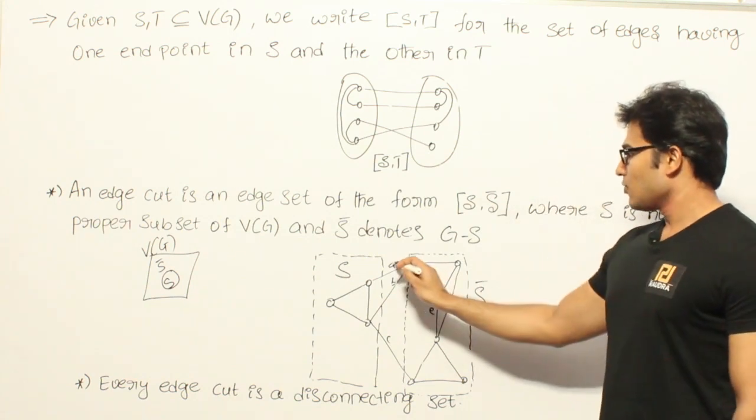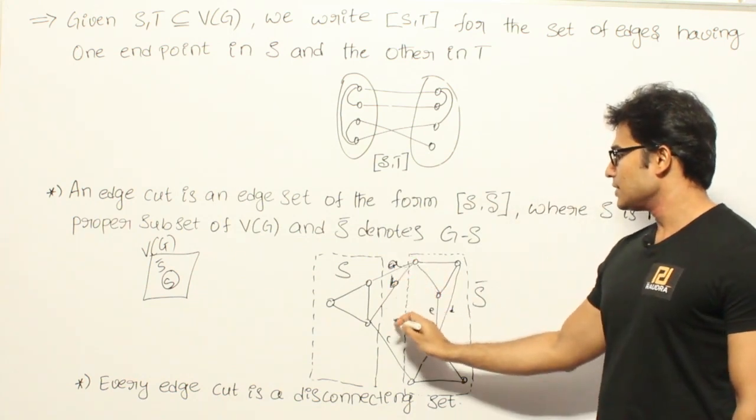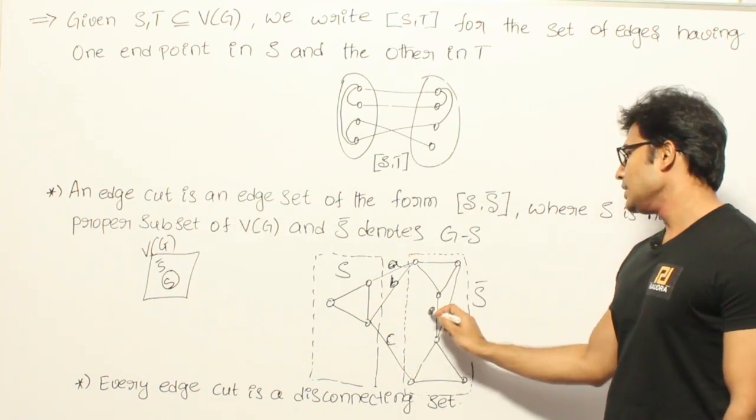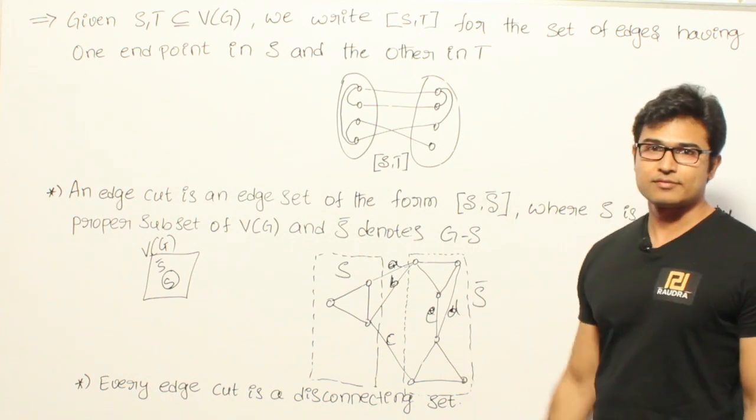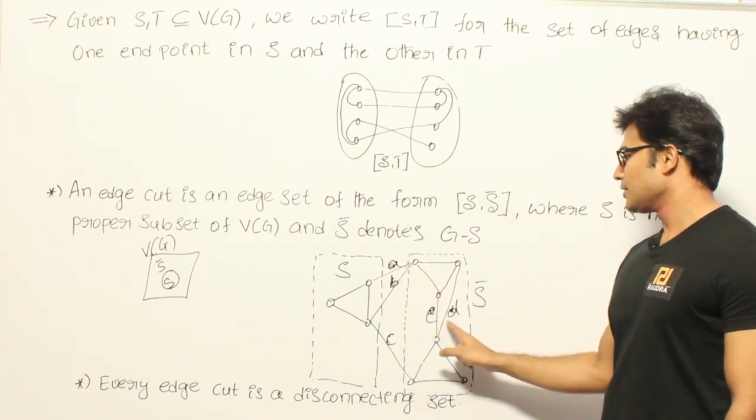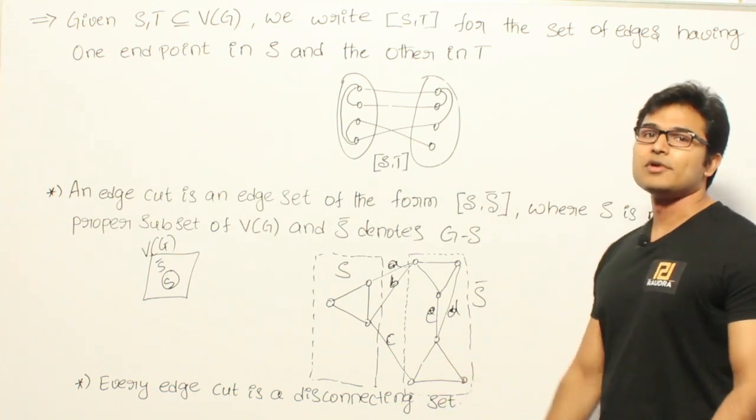See, now A, B, C is the edge cut here. If I add E and D as well to it, which means if I delete all these edges A, B, C, E and D, I'll still be able to disconnect the graph.